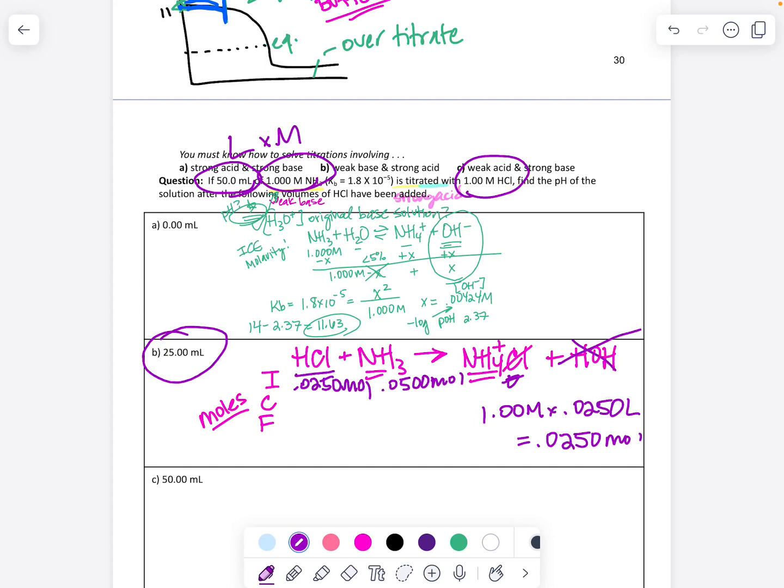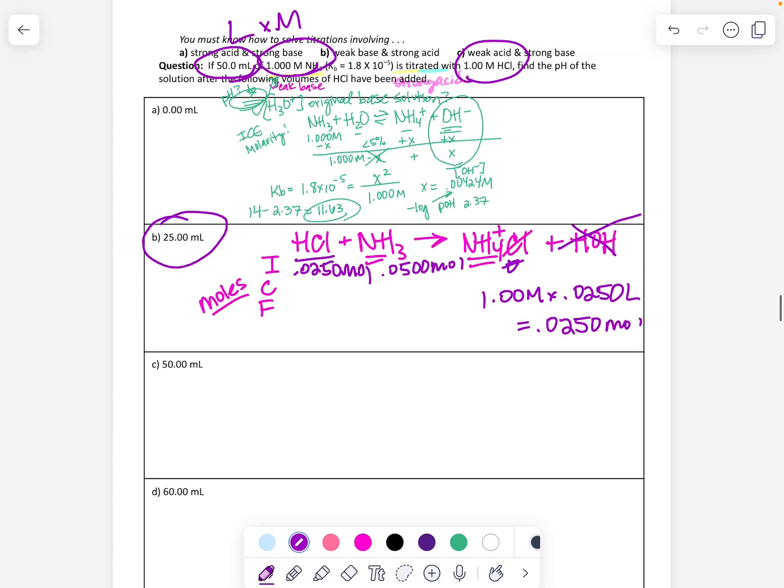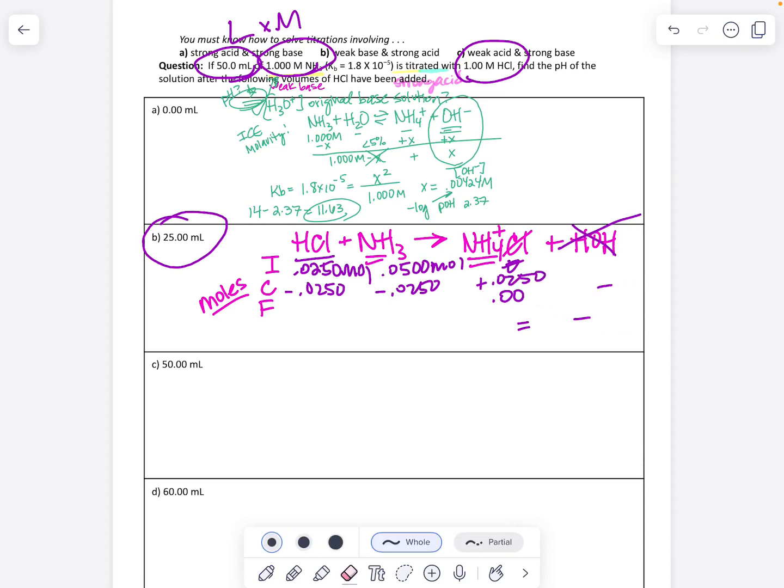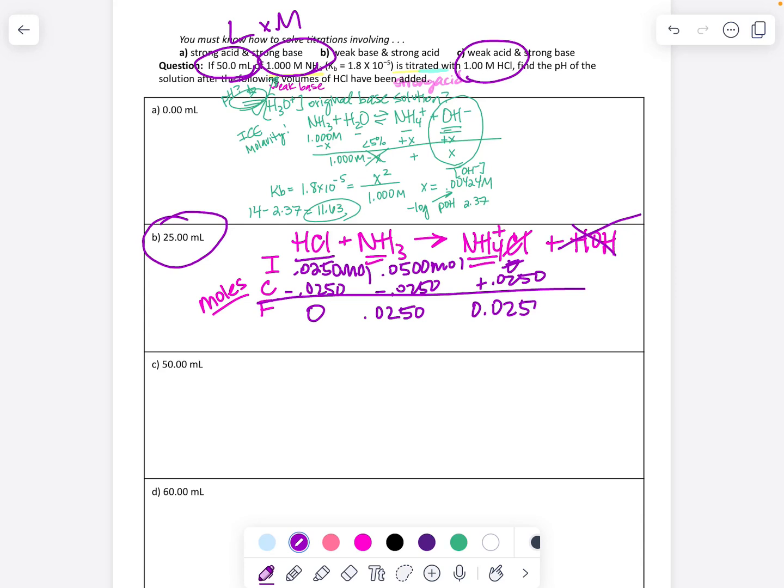All right, so I want to think, how much did I neutralize? In terms of the change, I'm going to use that 0.0250. And then I'm going to add that 0.0250 here. And then my final, I don't have any acid. I have half of my base left, which makes sense because I'm at half the equivalence point. And now I've added 0.0250 moles of my conjugate acid as well. So this is a buffer.